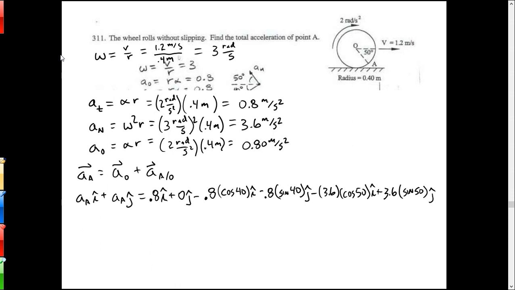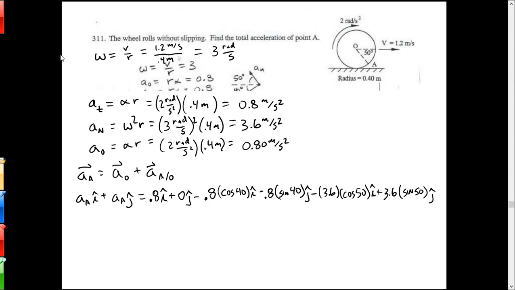So anyway, here's a wheel that rolls without slipping. Find the total acceleration of point A. All right, now again, this is that stuff where there's two ways to do it. You can do it geometrically or you can do it with a cross product. Whichever way suits you is fine. So are there any questions on this, I guess, before we jump into that? Doesn't sound like there are. Okay, so good.